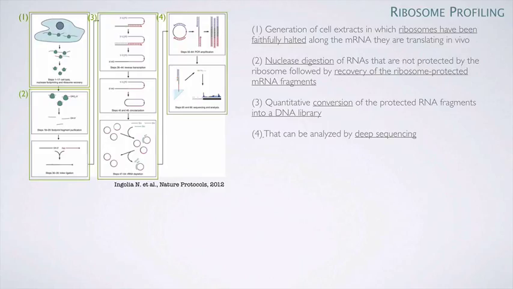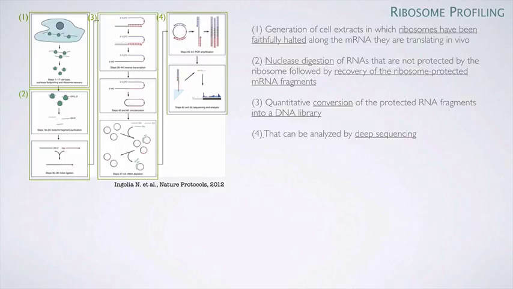You don't sequence the whole mRNA. What you sequence is really the stretch which is captured within your ribosome complex while it's translating. So in a way, you just get a snapshot of what's being translated at that moment in your sample, cell line, or tissue.